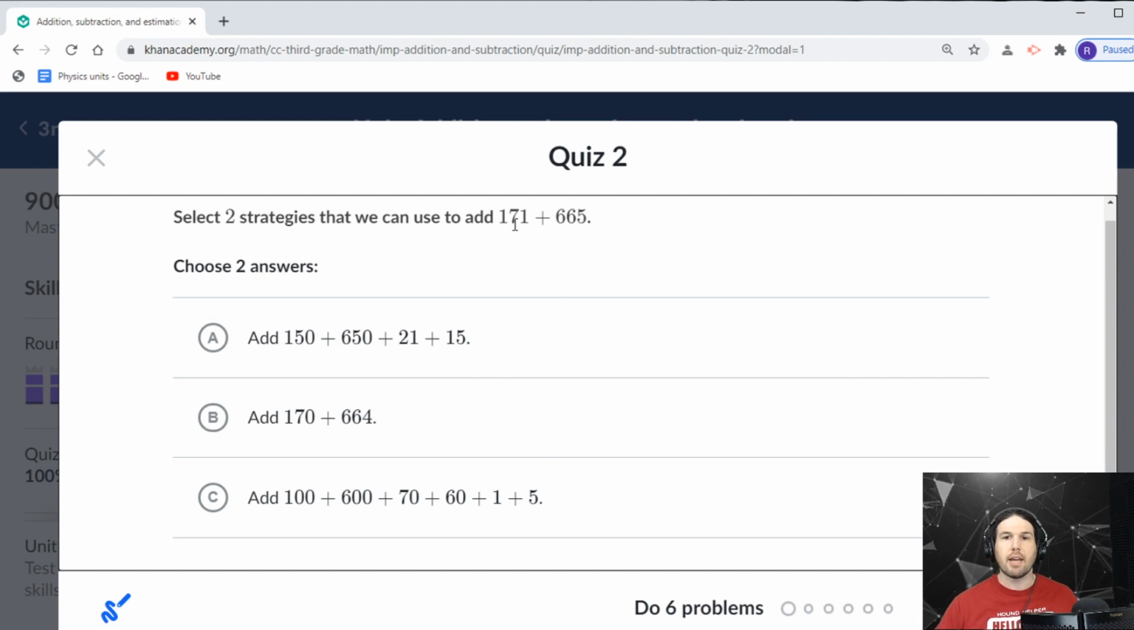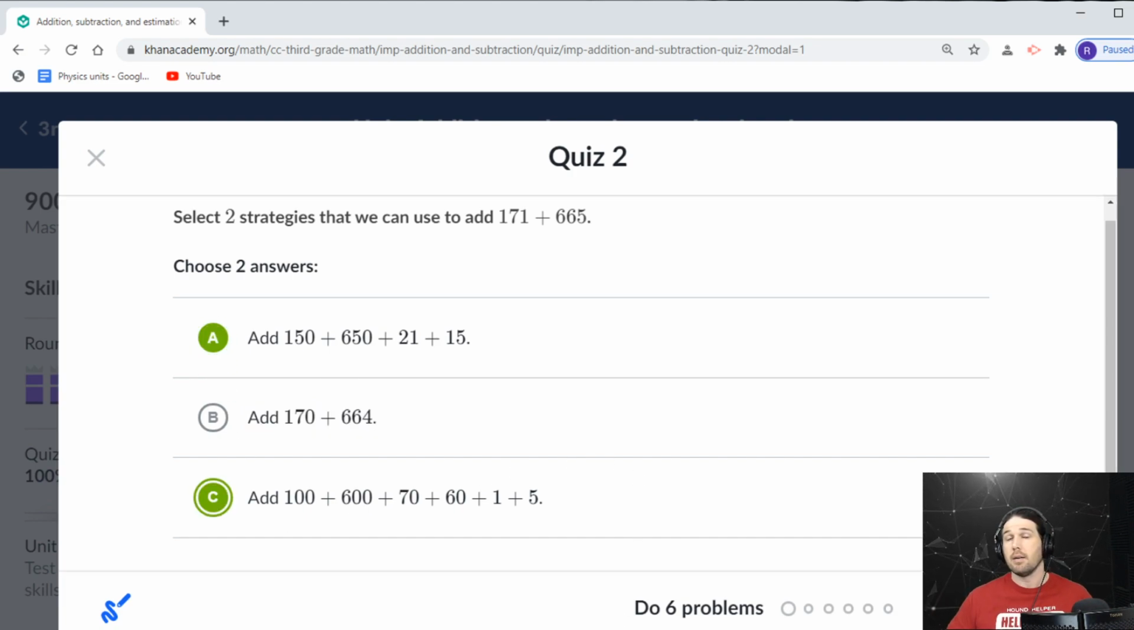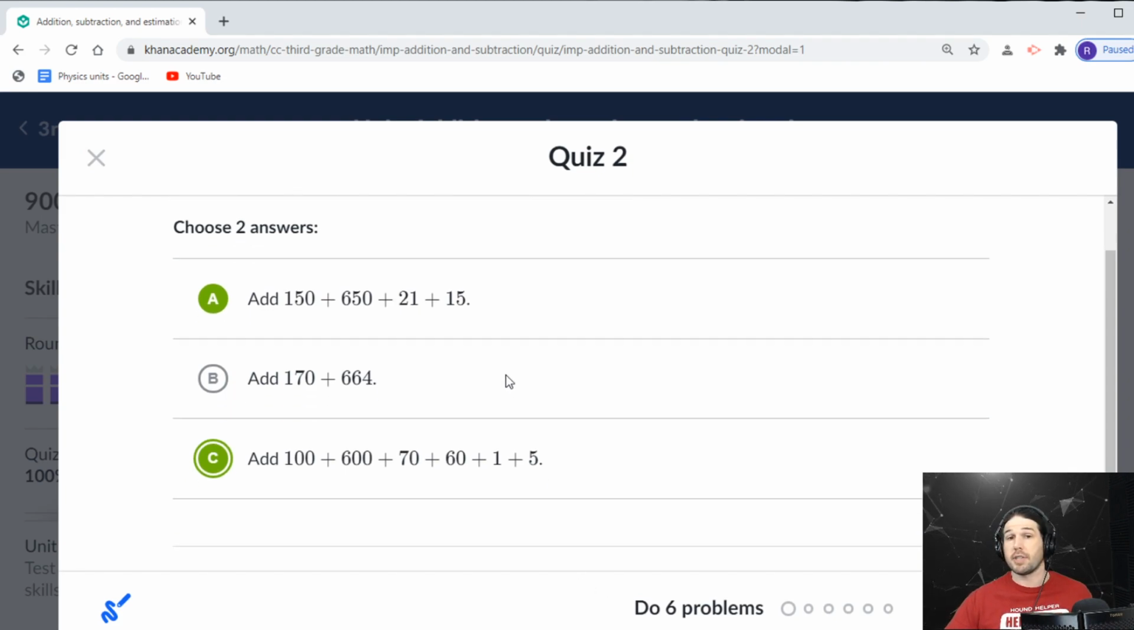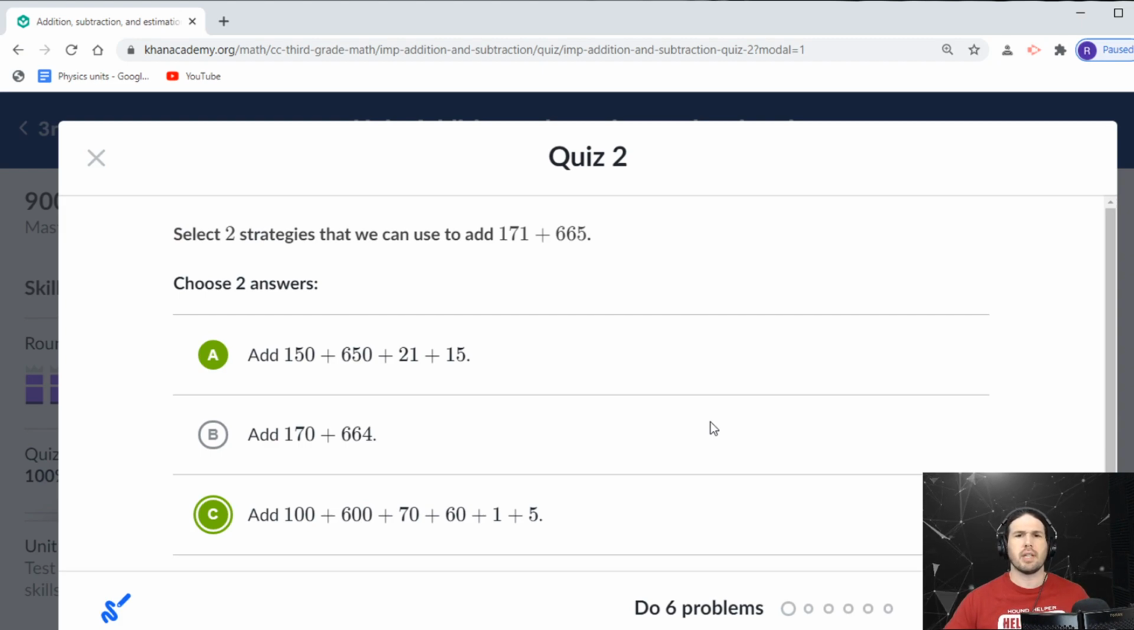I could totally take the 1 away from the 170 and add it to the 665. That is not what B is doing. B took away 1 from both. That is definitely not going to be the same answer. You can move 1s around, but you can't just get rid of them. So I think the answer is A and C, because it does say there are 2 answers, and one of them is already incorrect. But let's check the others just in case.